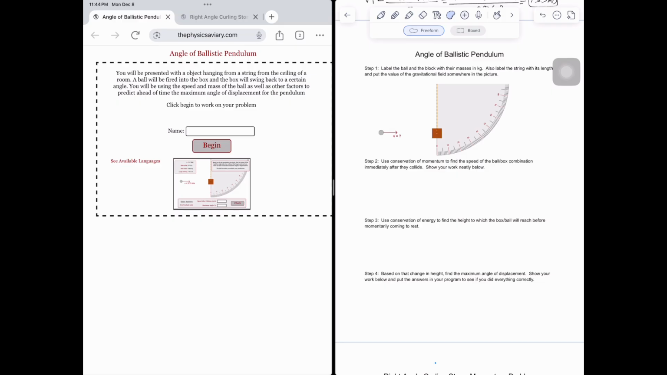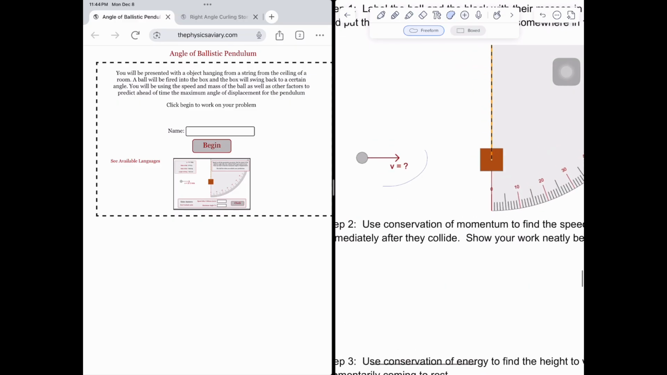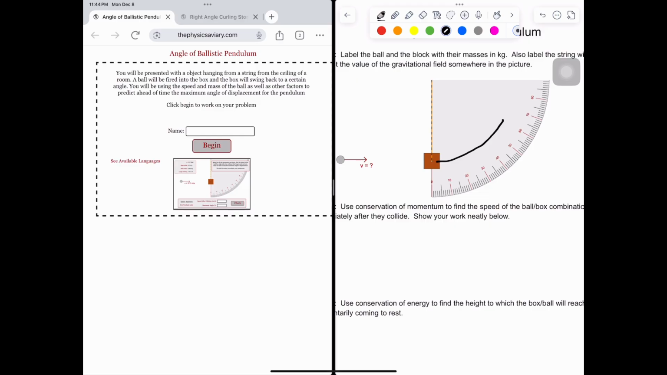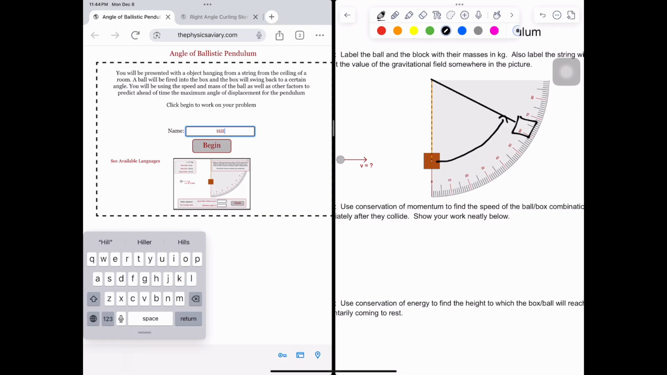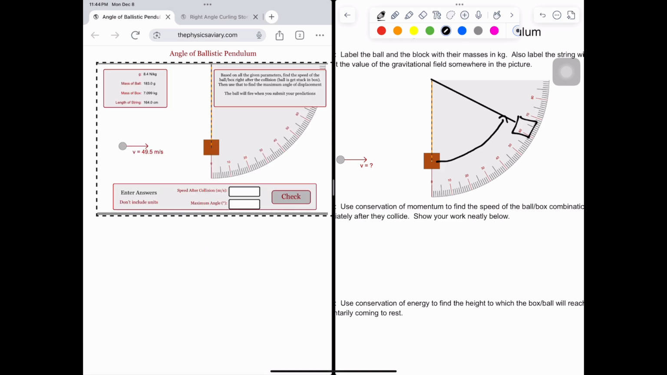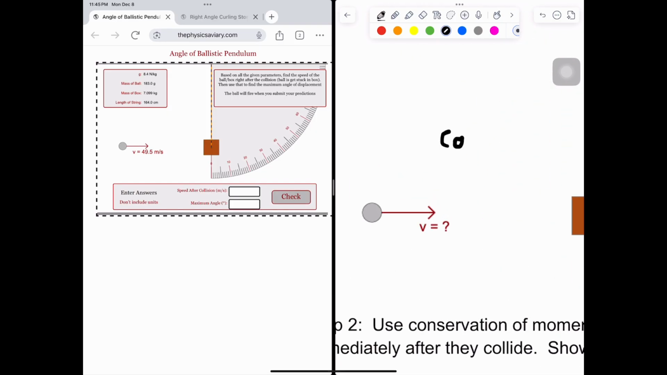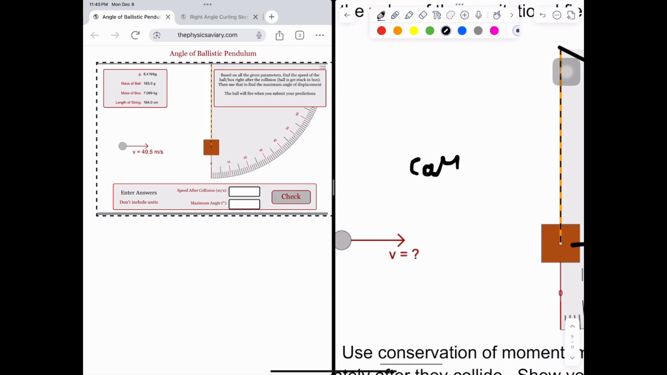Angle of a ballistic pendulum. Now in this one, we're going to be firing a ball into a box. The ball's going to get stuck in the box, and these two are going to swing upwards to some highest point, just like this, wherever that highest point is. Now, in this problem, we'll first go ahead and enter your name into the program. In this particular problem, you're looking for the speed after collision right here. And keep in mind, if the ball is getting stuck in the box, we have conservation of momentum to start with, but specifically that's going to be an inelastic collision.